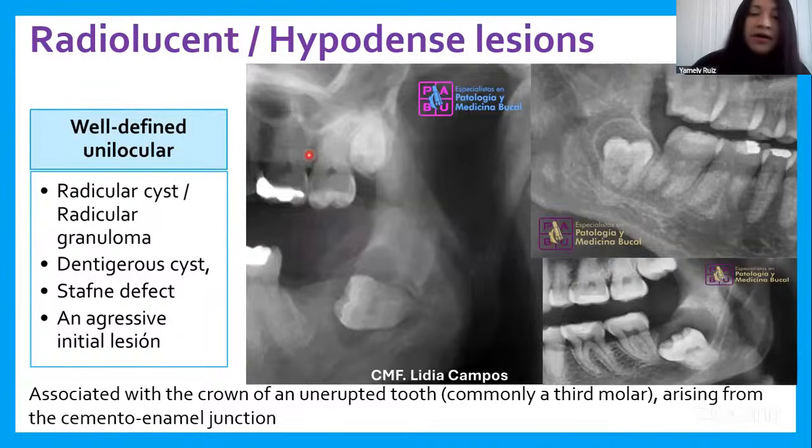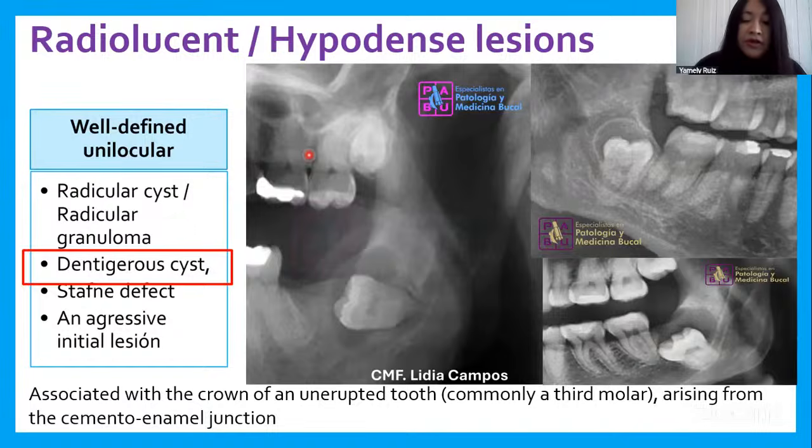The second entity in this group of well-defined unilocular lesions is the dentigerous cyst. This dentigerous cyst is a radiolucent or hypodense entity, and the localization is very important because it will always be associated with the crown of an unerupted tooth, commonly a molar or another tooth like a canine. This entity arises from the cemento-enamel junction. That is a very, very important finding for thinking of the diagnosis of the dentigerous cyst.